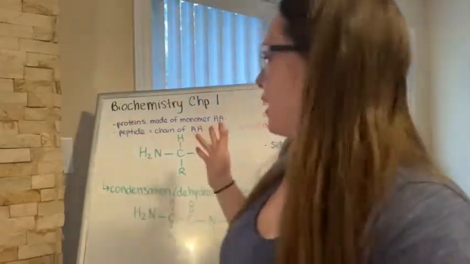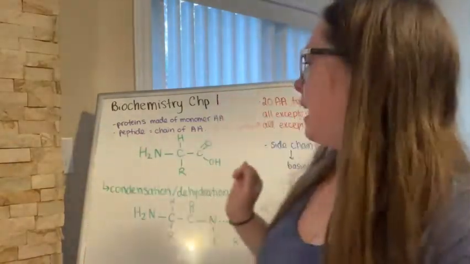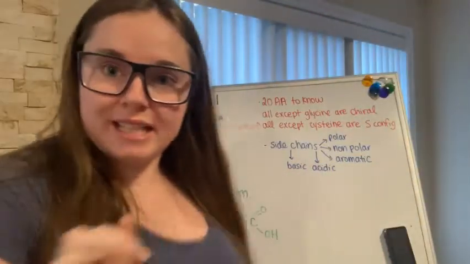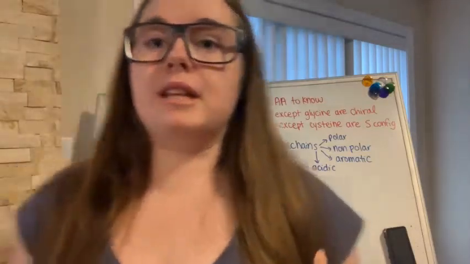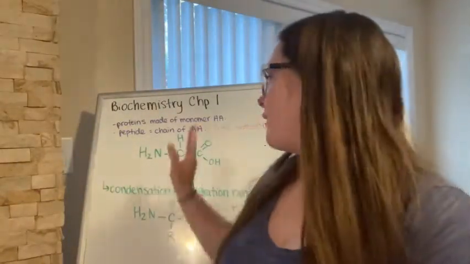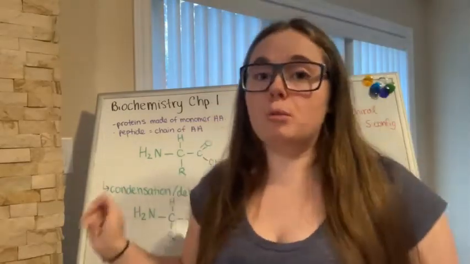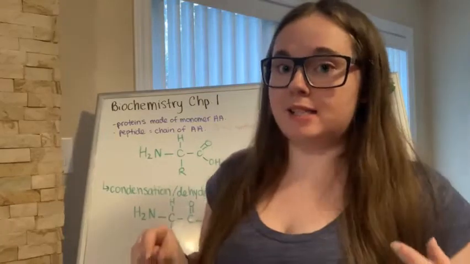So in this video we are going to be going over biochemistry chapter 1 for the MCAT. And so let's get started. Chapter 1 of biochemistry really focuses on amino acids, peptides, and proteins. One of the first things we're going to talk about are proteins. Proteins are made of monomer amino acids.